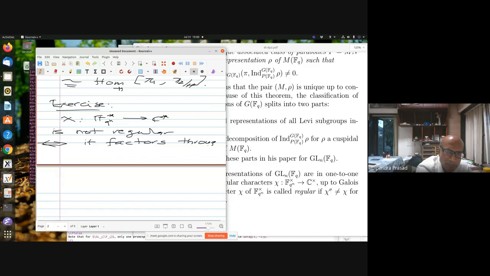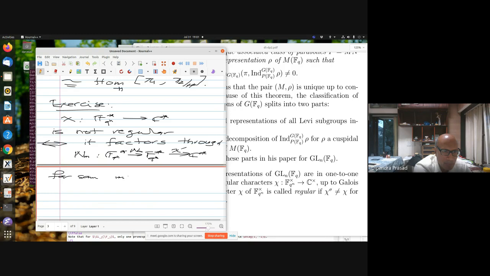the norm mapping from F_{q^N}^* to F_{q^M}^*, and then some character chi' of F_{q^M}^* to C^*, and this is the norm, for some M dividing N, so that F_{q^M} is contained in F_{q^N}.